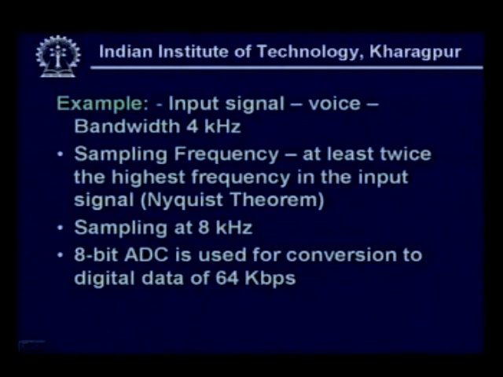As an example, let us consider an input signal which is voice, which has a bandwidth of 4 kilohertz. As I said, the sampling frequency has to be at least twice the highest frequency in the input signal, otherwise a problem known as aliasing error will occur.